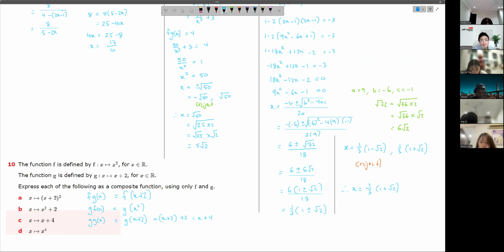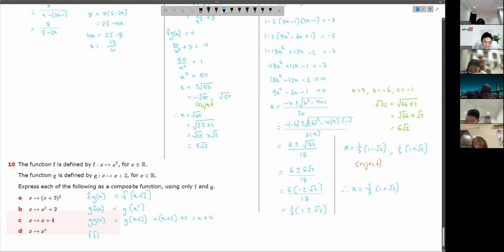Then how about the last one? Last one, I think if you look at the first three questions, you already know what the last one is, right? There's one more possibility left only. So this will be f of f of x, which is x squared squared, then x squared squared is x to the power of 4. That's how you get this.